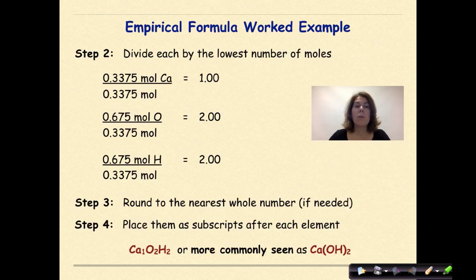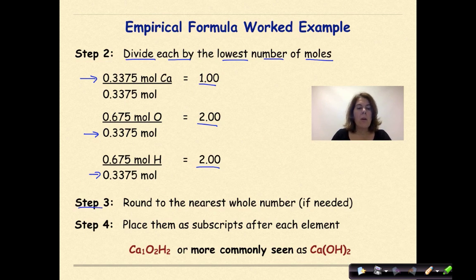Empirical formula worked example, step 2. Divide each by the lowest number of moles. So we could see from our previous work that the lowest number of moles calculated was 0.3375 moles of calcium. Now what I'm going to do is I'm going to divide each of my other values by that lowest number. So of course, 0.3375 divided by itself will be 1. 0.675 moles of oxygen divided by that lowest value will be 2. And the same will go for hydrogen. These now are my subscripts in my formula.